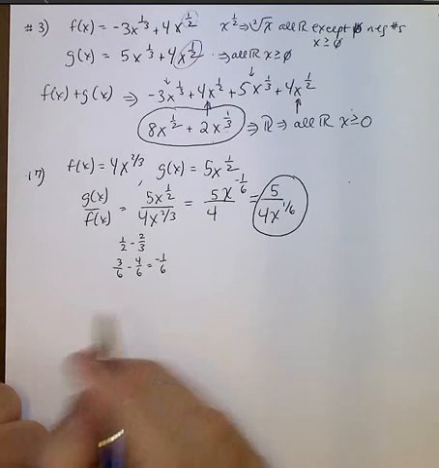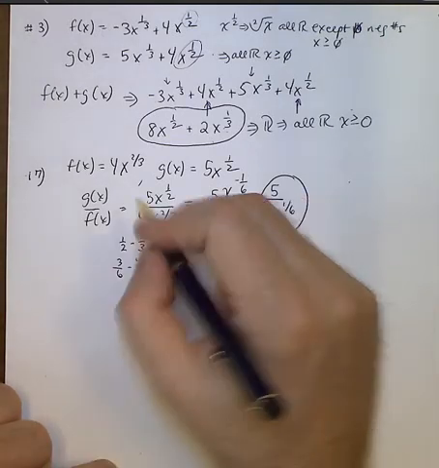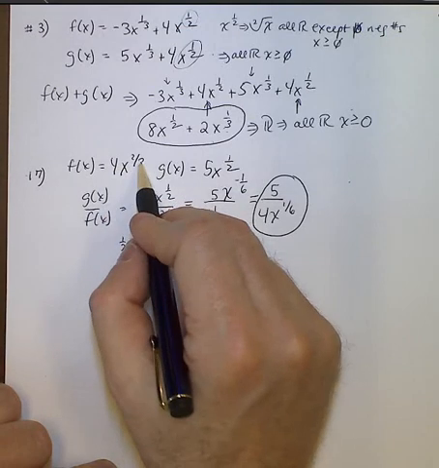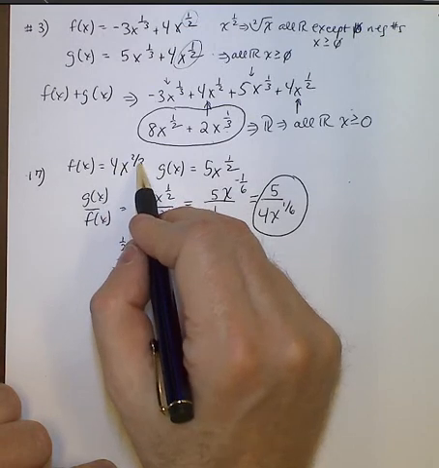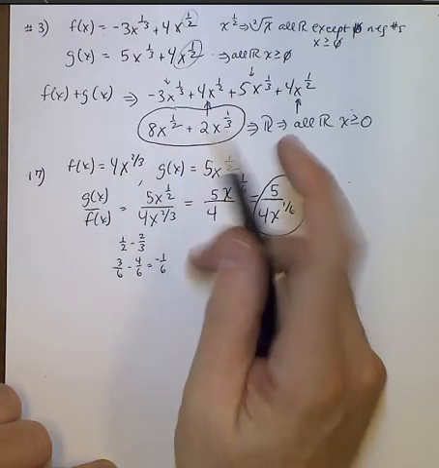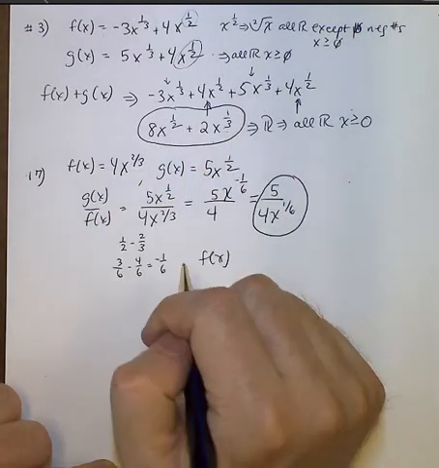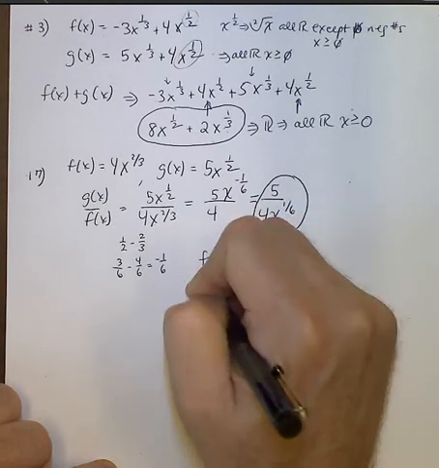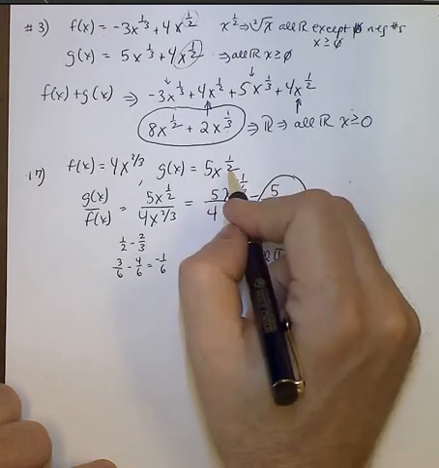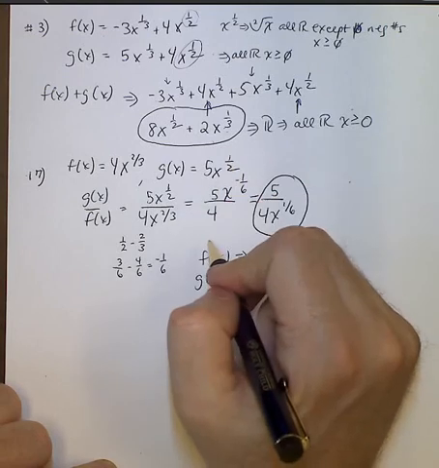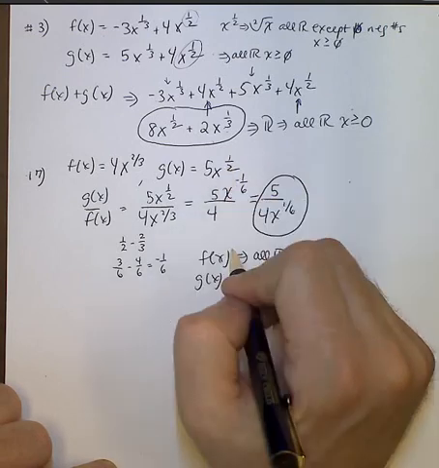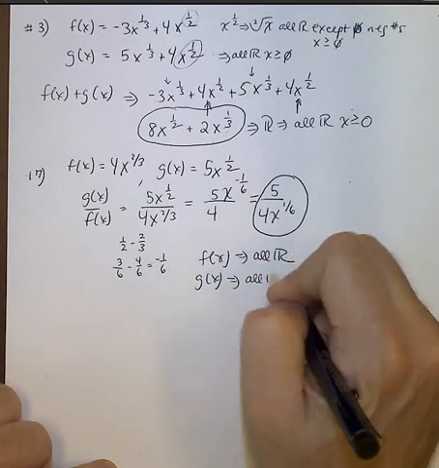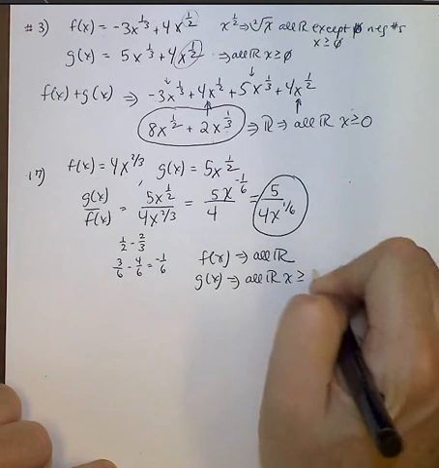Now as far as domain goes, we look at f of x. The domain of f of x, okay, this is a cube root. X to the 2/3 involves the cube root. There is no restriction on a cube root. We can have a cube root of a negative number. So for f of x, it's going to be all reals. For g of x, we have a square root. We cannot have negative numbers under the radical. So for g of x, it's all reals where x is greater than or equal to 0.